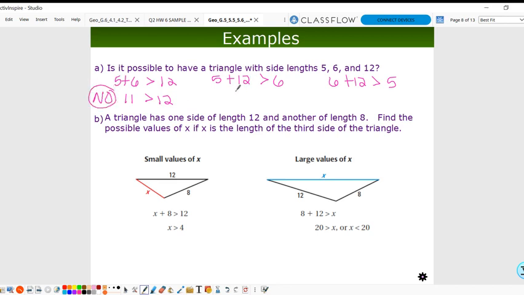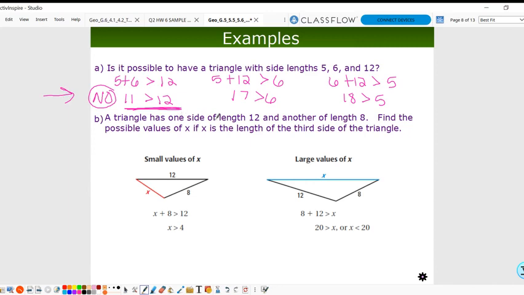5 plus 12 is 17. That's greater than 6. 6 and 12 is 18. That's greater than 5. But it did not work for this first inequality. So is it possible to have a triangle with those side lengths? The answer is no.